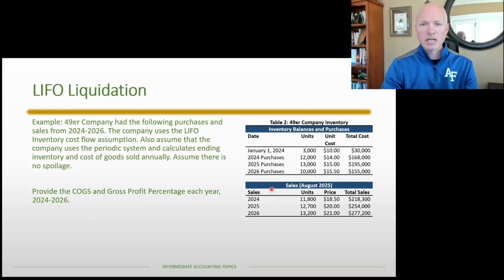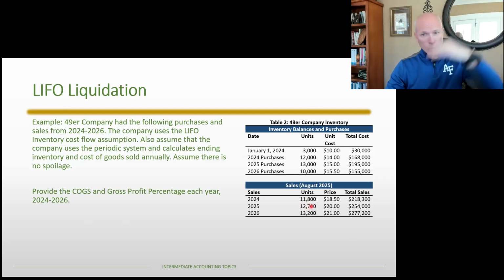Okay. Again, stop me if something doesn't make sense. And so this table, we're just going to walk through. I'm not going to animate it or anything crazy. But essentially, we start with some inventory. And then in 2024, you can see that we purchased 12,000 and we sold 11,800, which means we're going to add a layer. And in 2025, we purchased 13,000, we sold 12,700, we're adding another layer. And then 2026 is meant to illustrate when you have a LIFO liquidation. We only purchased 10,000 units, but we sold 13,200 units, which means we liquidated a lot of our inventory.